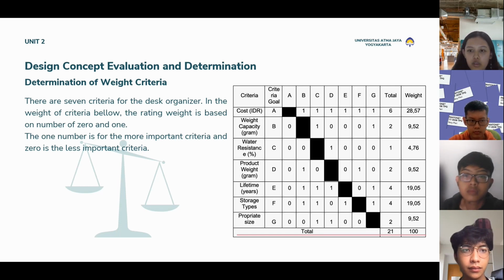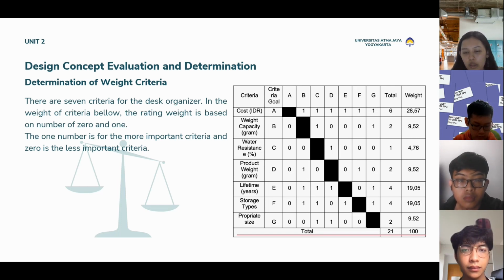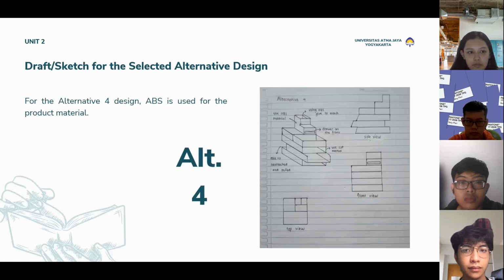First is the determination of weight criteria. Here are 7 criteria: cost, weight capacity, water resistant, product weight, lifetime, storage types, and appropriate size. For this one, we compare each of the criteria to each other and decide which one is more important and which one is less important. Next slide, please. And this is the draft or sketch for the selected alternative designs.